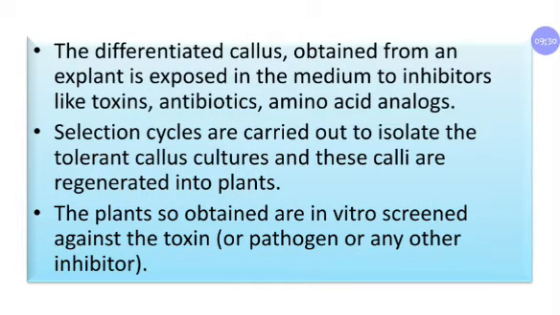As I said earlier, the differentiated callus which is obtained from an explant is exposed to inhibitors or the selective medium, which can be a toxin, antibiotic or amino acid analog. Several selection cycles are carried out to isolate the callus cultures which are tolerant, and these calli are then regenerated into plantlets. These plants so obtained are screened in vitro against the toxin or pathogen or any other inhibitor.